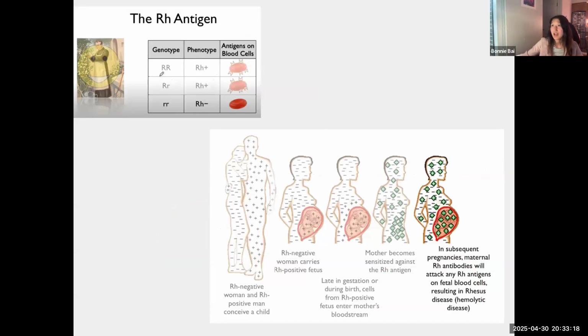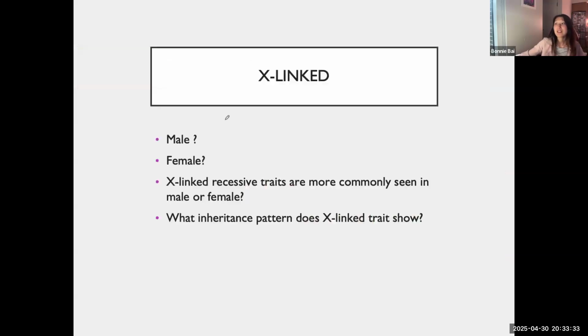RH blood type is like regular Mendelian genetics actually. So this is positive, this is positive, this is negative. Exactly how this works, you don't need to know it, I would say. Okay, moving from there. X-linked. X-linked, we know how to do it.